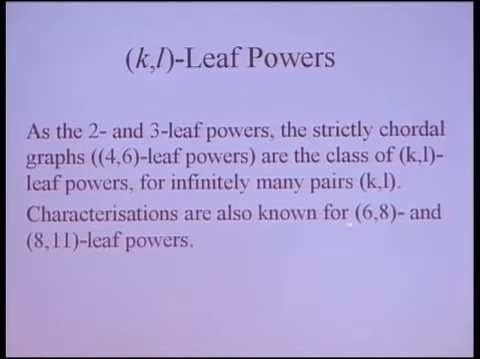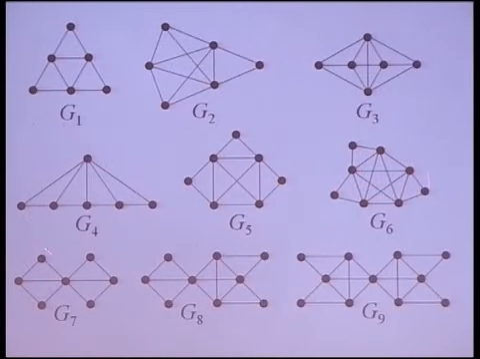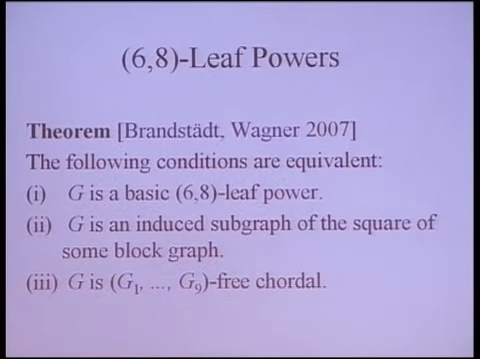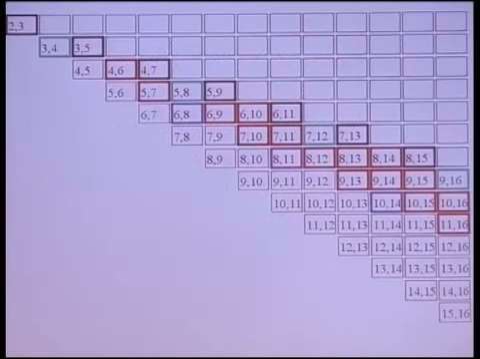This also happens for 6-8 and 8-11 leaf powers, where characterizations are known. This becomes a bit more complicated even. 9 forbidden subgraphs, and this deals with that case. I just want to give you an idea of what has been done in the case of KL leaf powers.